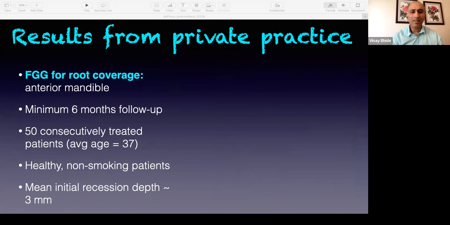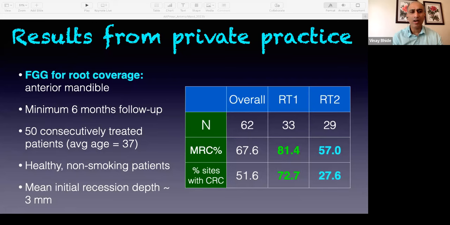In fact, I've been analyzing patients from my own practice with the hopes of hopefully publishing this work one day, where I have a minimum of 6 months of follow-up. So far, I have 50 consecutively treated patients. They're all young, healthy, non-smoking. The mean initial recession depth was about 3 millimeters. I stratified them into overall RT1, RT2 classification. And what I found was that for my RT1 recessions, the percent of sites that I've been able to obtain complete root coverage for with free gingival grafts is almost 73%, let's say 3/4 of the recession defects. And with RT2, it's just over 1/4 of the recession defects.